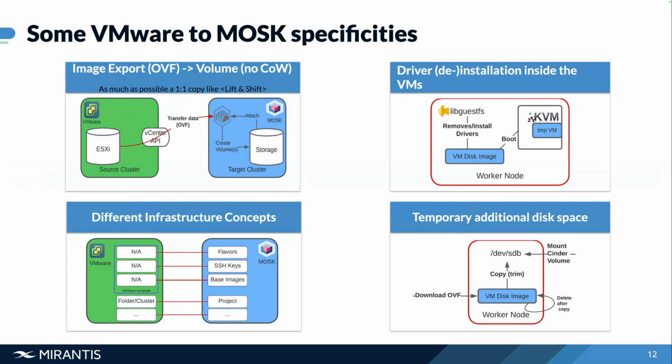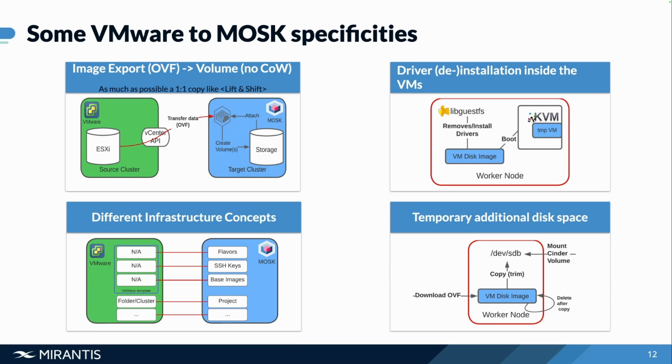So what are some of the specificities we have taken care of or implemented during the migration of these images? Well, the first thing is we are trying to do as much as possible a one-to-one copy of the original image, right? So we have a good feature in VMware, which is exporting the OVF image. So all the data is transferred as an OVF image, which contains all the metadata and the actual data volumes, right?